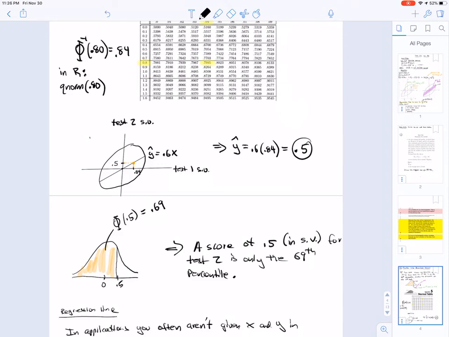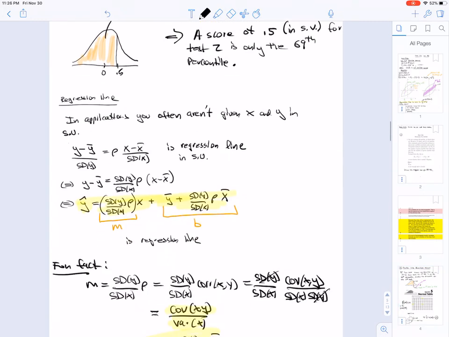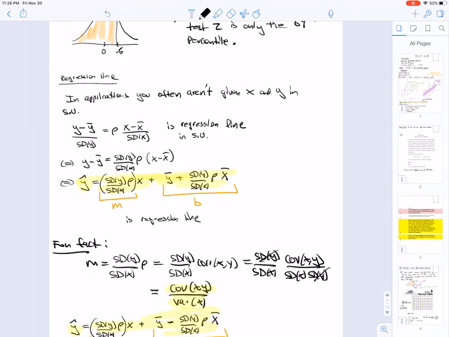Notice that that's less than the 80th percentile that the student got on the first test. So that's actually called the regression effect. You will not do as well on average on the second test as on the first test.